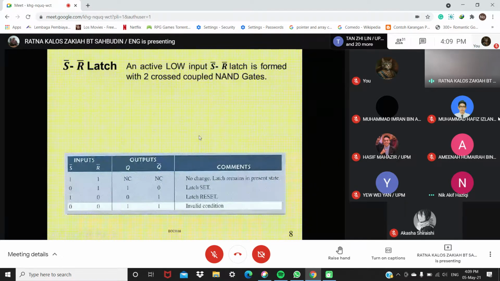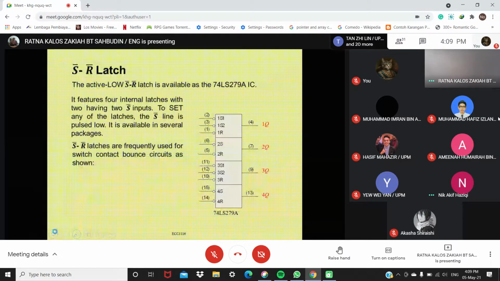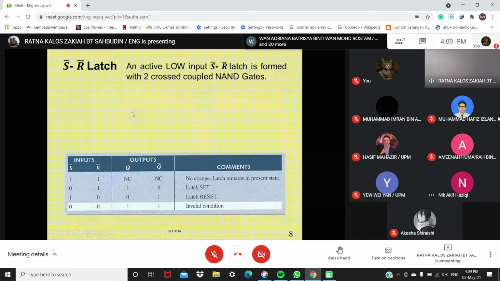Okay, now look at here. The active low input S bar, R bar latch is formed with two cross coupled NAND gates.